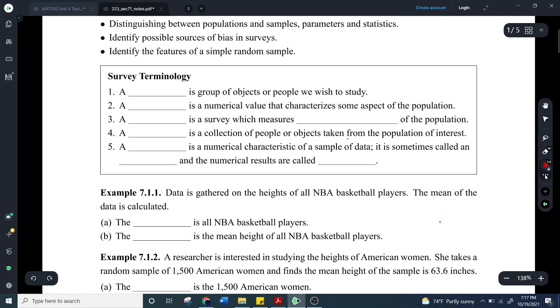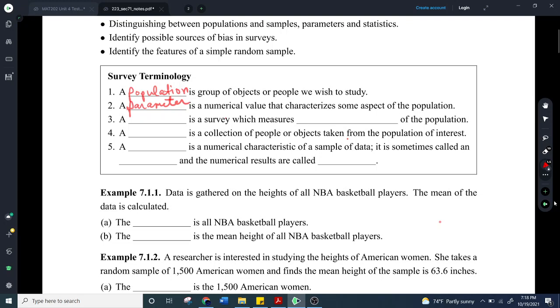So a population is the first term. We've used this term before, and I know you've heard this in other classes, but a population basically refers to a group that we're interested in studying, and it's the entire group. It can be people, it can be objects, it can be animals, but the entire group is your population. And then if we do a calculation on that population and we come up with some numerical value, that is called a parameter. So a parameter is some sort of numerical value that represents some aspect that we're interested in studying about that population.